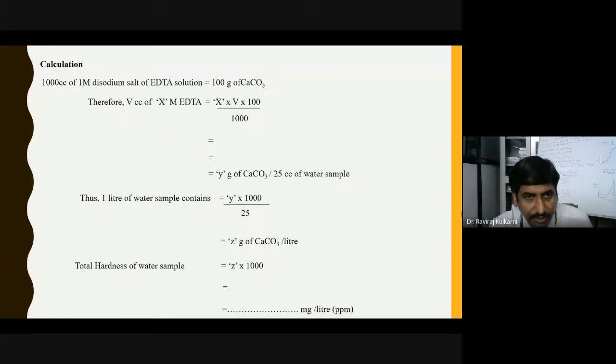Okay, so do this calculation. Okay, 1000 cc of 1 molar EDTA solution corresponds to 100 gram of calcium carbonate. You can ask me a question here. Why is 1000 cc of 1 molar solution of EDTA equal to 100 gram of calcium carbonate? Anyone knows? Anyone?